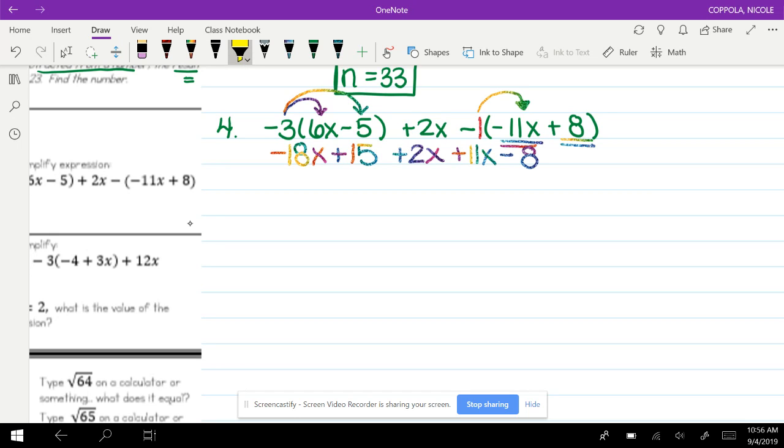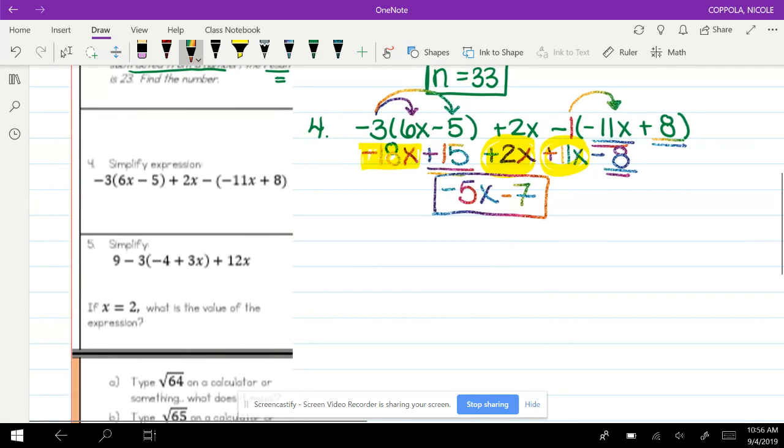Last but not least, we have to group like terms. So I'm going to grab the x's. Notice how I'm including that negative 8, that negative. So -18 plus 2x, that's -16, plus 11, which is -5x. And then I have 15 minus 8, which is -7. Box in your final answer.